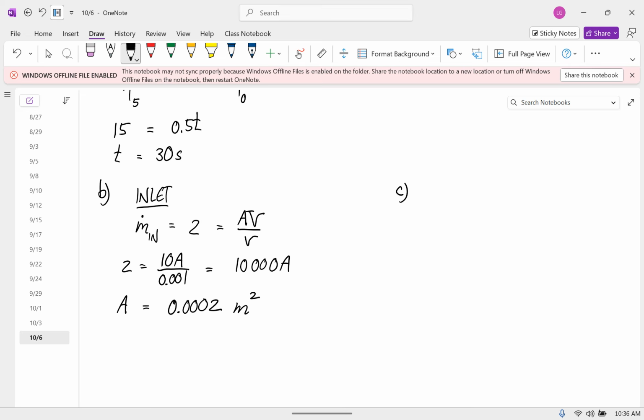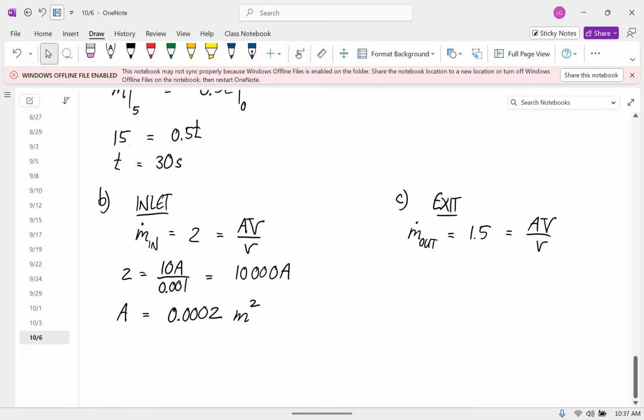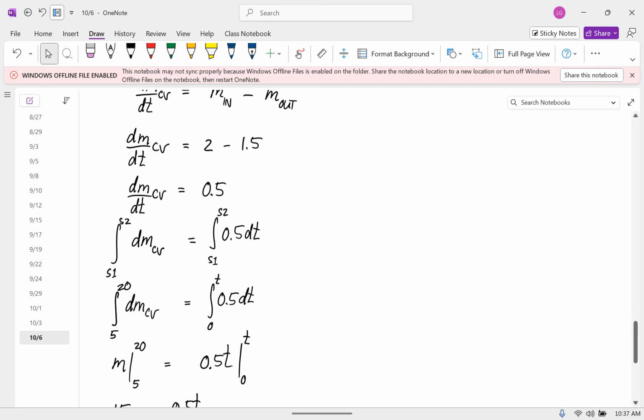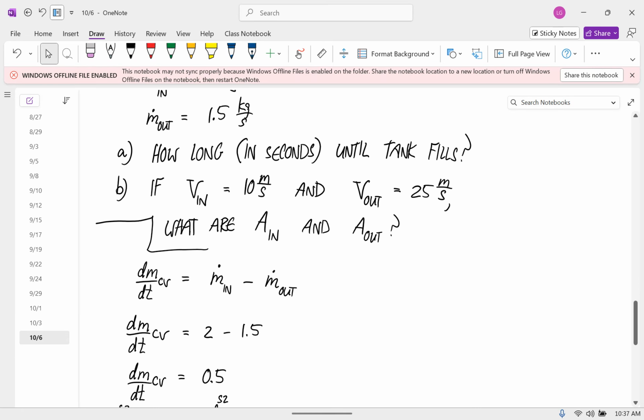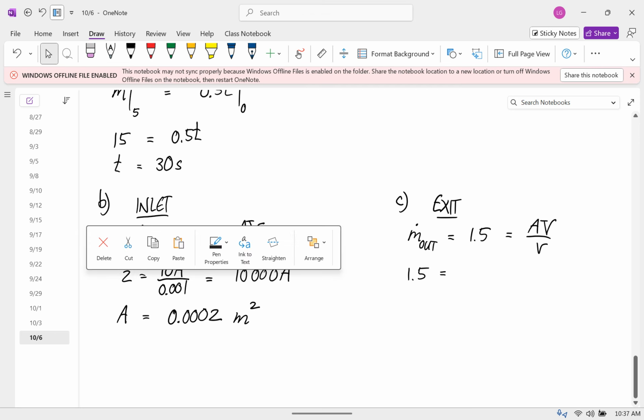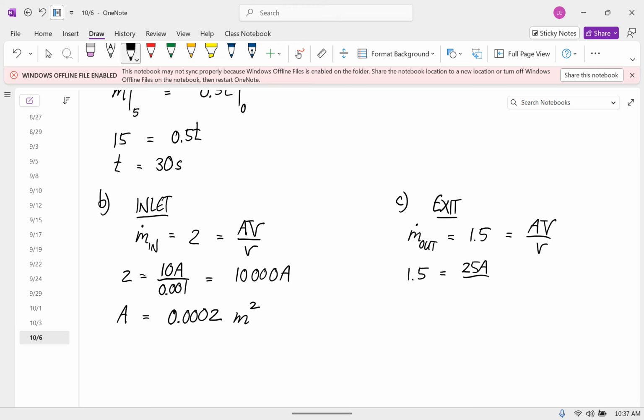And now we can do it at the exit. It's just going to be the same approach. So the mass flow rate at the exit was equal to 1.5, and that's equal to A times speed divided by specific volume. So 1.5 is equal to, this time we're given that the average speed of the liquid is 25. So we have 25A divided by 0.001.